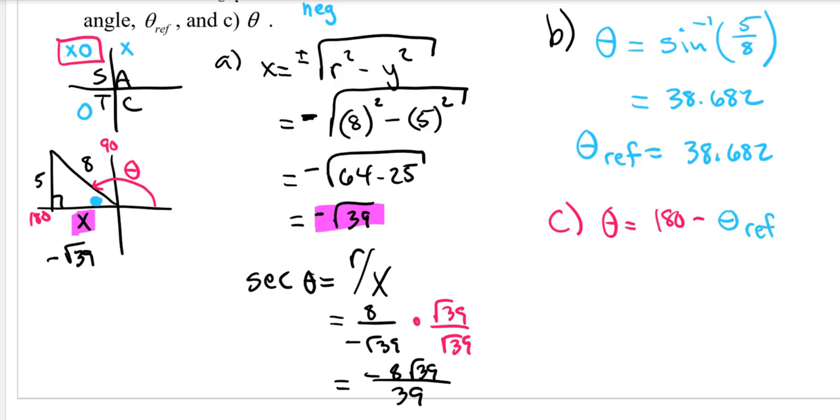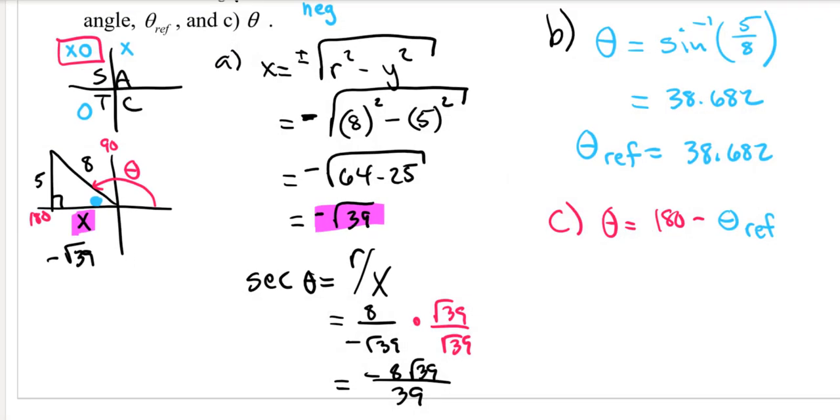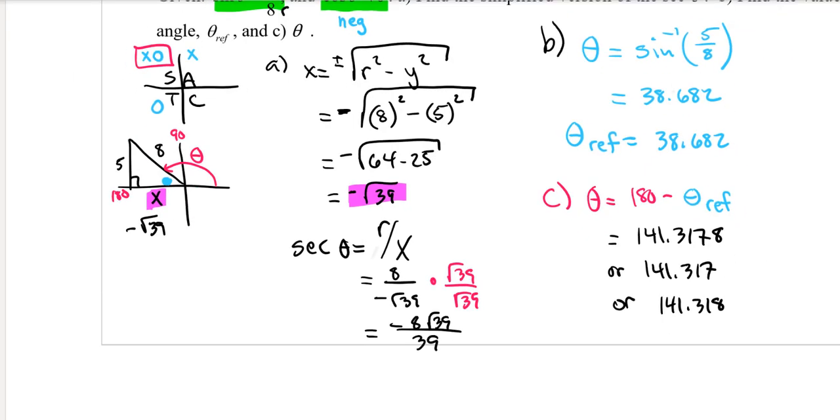I already keyed in what that reference angle was. Because we're going to use the exact values, we go to this spot, and we go 180 minus that, and we get 141.3178. Now, a couple of options here for you. You've got to go at least 3 decimal places, so you could keep going and you're fine. Or you could write 141.317, or you could write 141.318 if you decided to round it. Any of those are okay. Just make sure that you're good, and you will be all set.